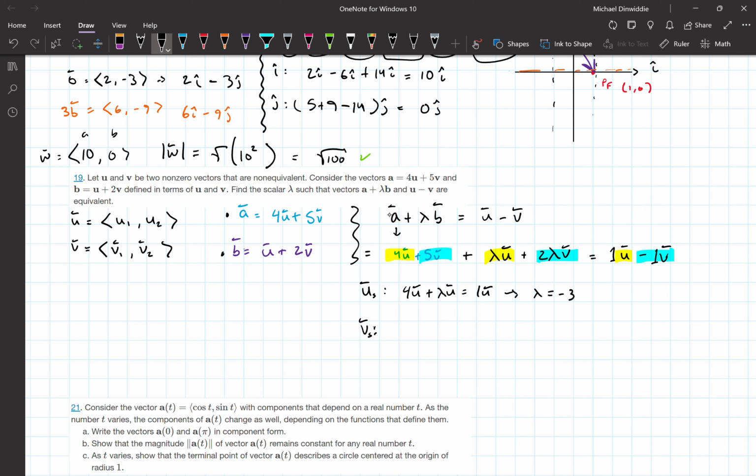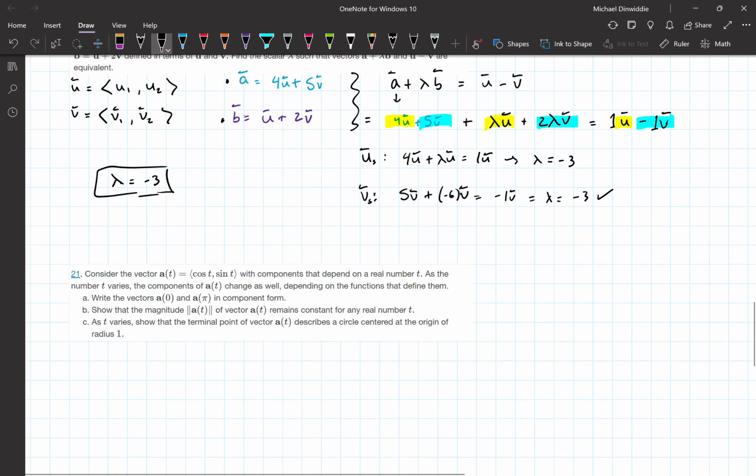So the v's, we're going to have 5v plus 2 lambda v, that's a single v there, so 2 lambda v is equal to negative 1v. And if we plug in 2 times negative 3 up here, that's going to be negative 6, right? So 5 plus negative 6. That's 5 minus 6, and as we all know, 5 minus 6 is negative 1. So again, lambda is equal to negative 3. So that means what we've done here works, and lambda is indeed the scalar that we need, and it's going to be negative 3. And there you have it.